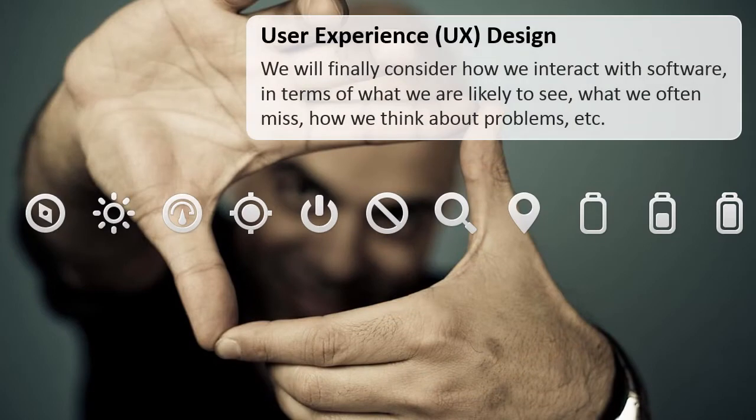And finally, also in the latter stages of the module, we will have a look at UX design. UX stands for user experience. It's a very broad area, but we're really here going to be looking at how we as users interact with software. So how we navigate and see information, the types of things that often we miss, how we think about problems and how we make decisions.